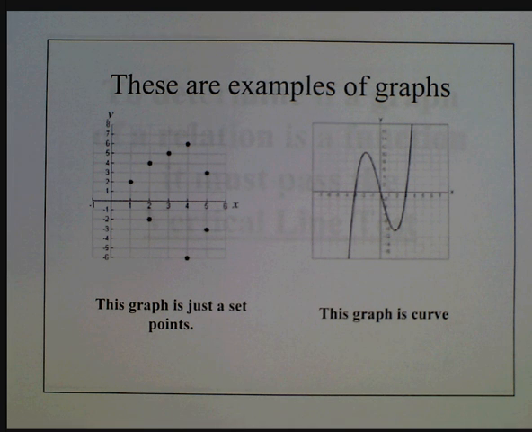These are examples of graphs. So here's the first one, and you can see it's just a set of ordered pairs, or points. And that's okay. A relation can be displayed as a set of ordered pairs or a set of points on a graph, or it can be displayed as a continuous curve. Now let's see how we can tell if a graph is a function.